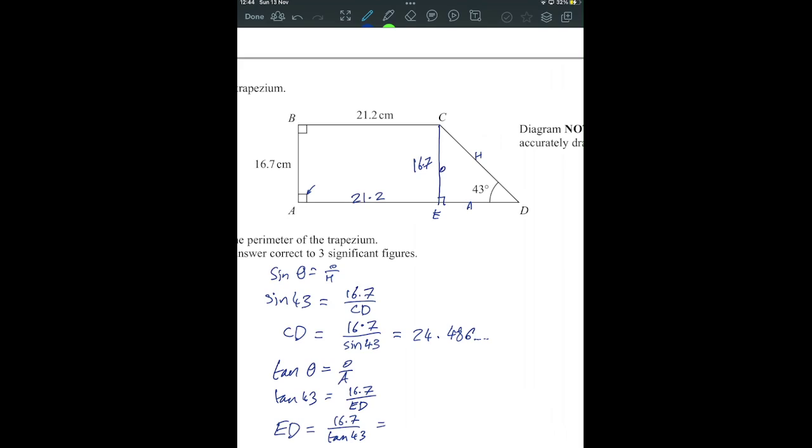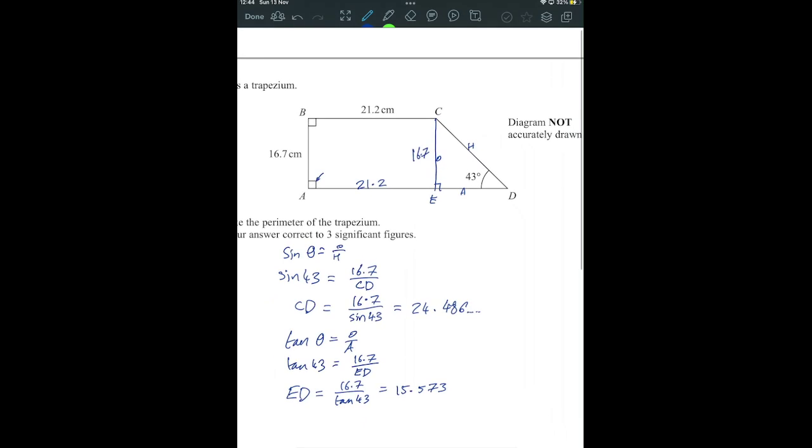I'm expecting it to be smaller than the 24.4 we've already calculated, and to be roughly the same as the 16.7. The 43 degrees is very close to 45 degrees, being the isosceles angle. And again, I'm going to write down and use at least 3 sig fig in my further calculations.